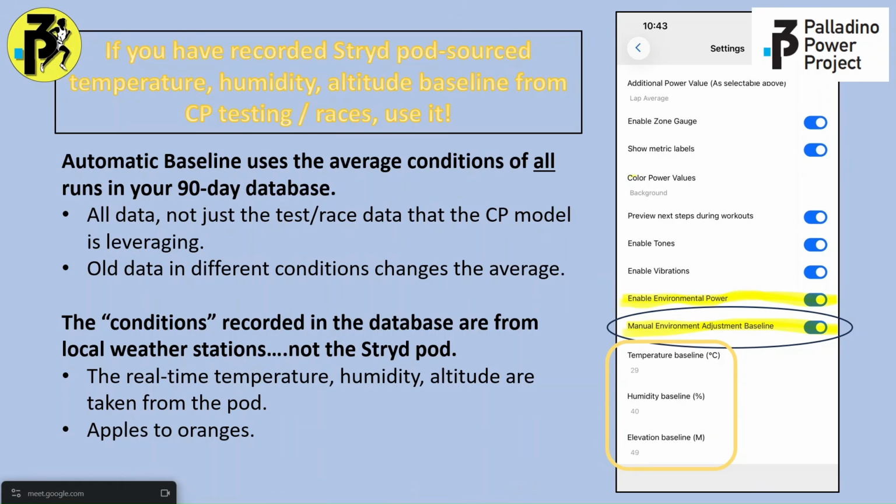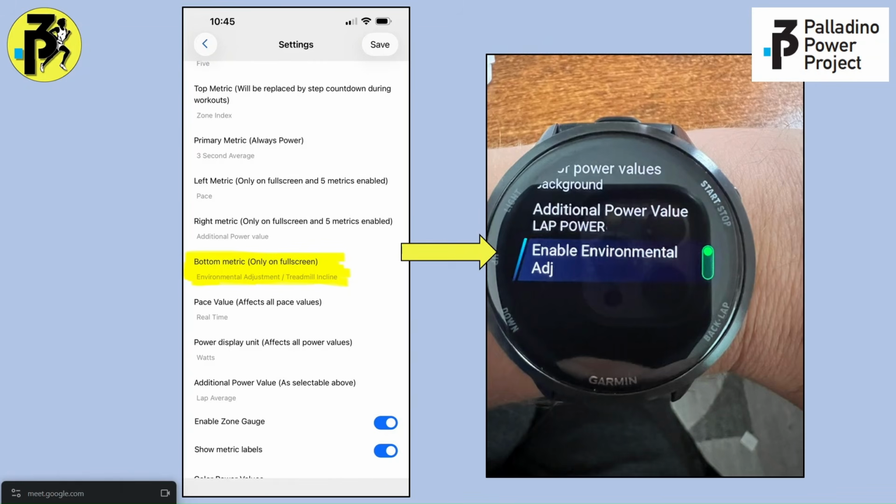So I look at the average for the 12-minute test, if it's a 3-12 test, or if it's a race, or a 5K park run, or what have you. I take the average for the whole race. And when I say average, it's the pod temperature, humidity, altitude data. So I give Alex that data, he inputs it, and now we have a manual baseline. So Alex, take it from there. Where do we go from there?